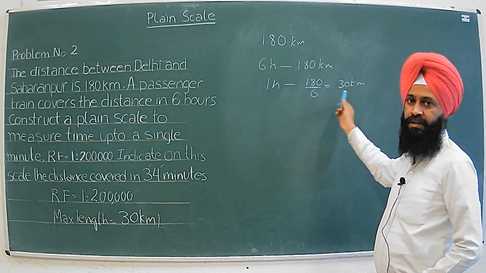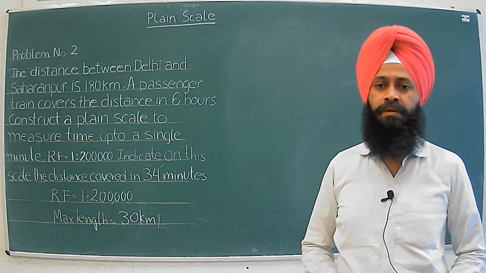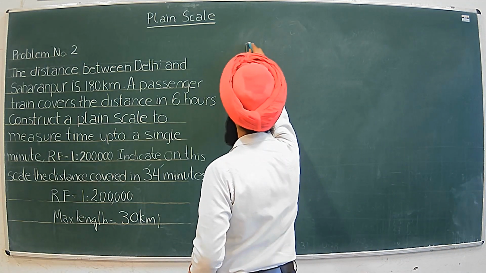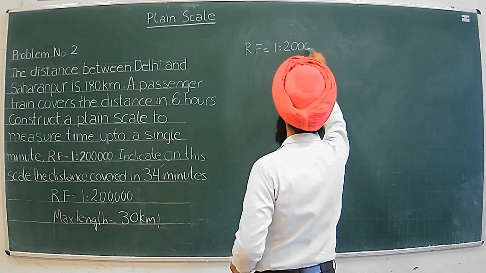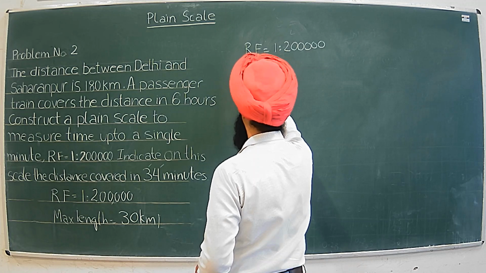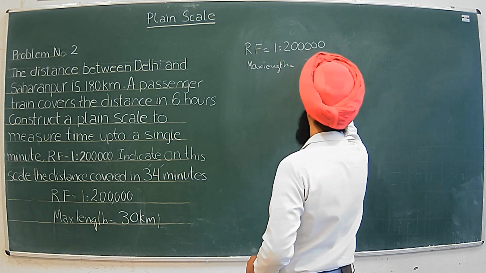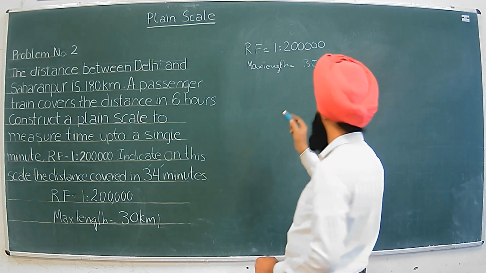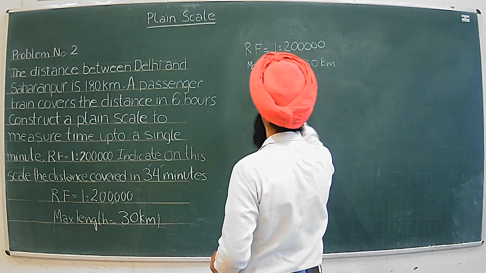1 hour is equal to 30 kilometers. So the distance covered in 1 hour is 30 kilometers. Now we'll calculate the length of the scale. RF is 1 is to 2 lakh. Maximum length is equal to 30 kilometers because we are drawing a scale for 60 minutes. From this relation, distance covered in 60 minutes is 30 kilometers.